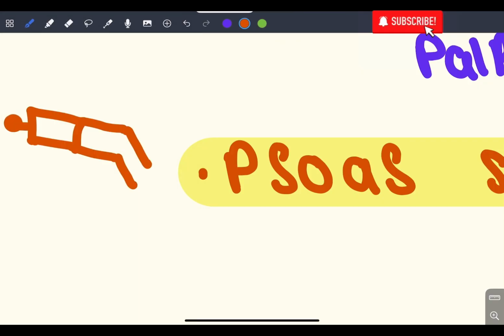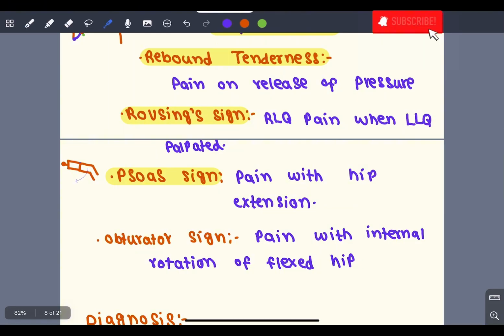If I extend the hip in this way, then the pain will occur over here on the affected side. That is called a Psoas sign. So Psoas sign actually means this thing. Psoas sign is pain when the hip is extended. So hip extension causes the pain, that is called a Psoas sign.